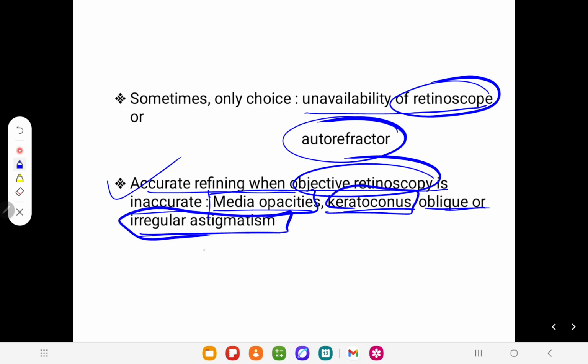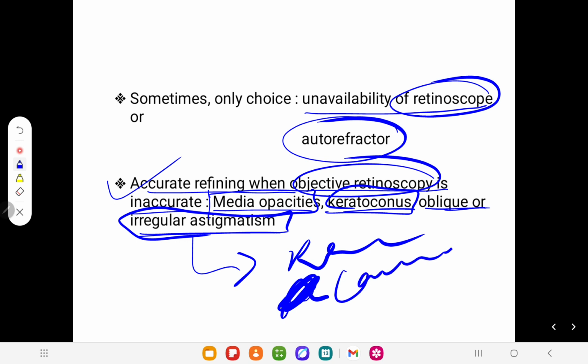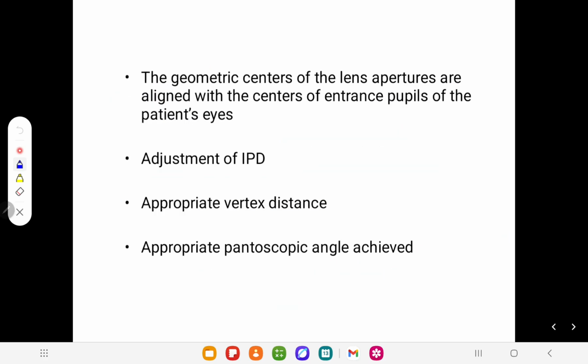At that point we can use something like keratometry. Sorry, not auto refraction, we can use corneal topography, isn't it? In that condition, corneal topography can give you hints for the subjective refraction. Isn't it possible? It's completely possible. Sometimes we have to rely on other things because of the corneal problem. Okay, so these things we must take care.